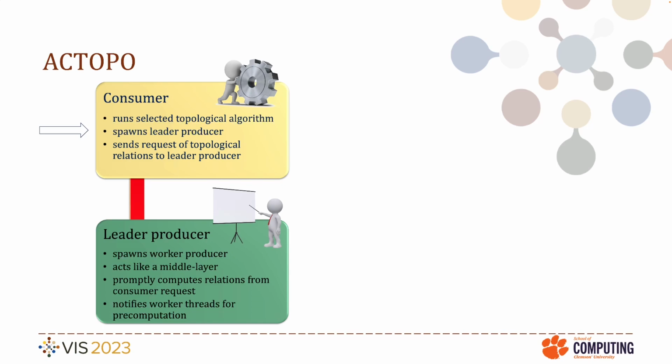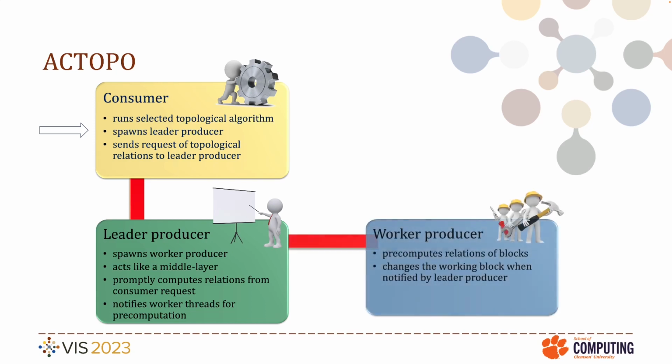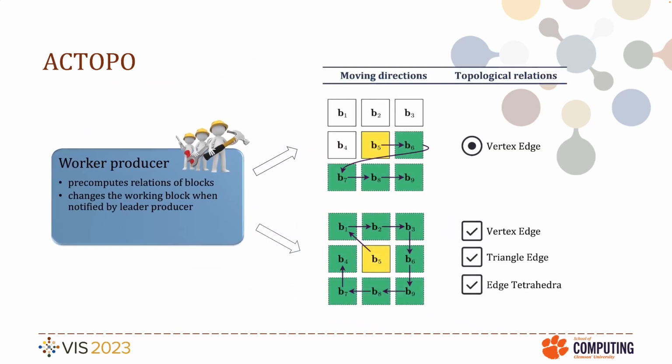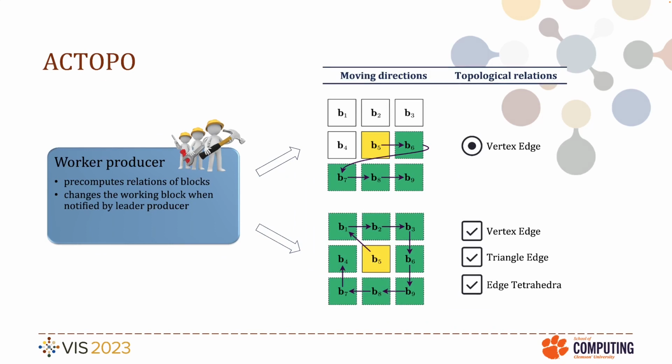It also acts like a middle layer between the other two roles. It will compute the topological relations immediately once it receives the request from the consumer, and it will also notify the worker threads for pre-computation. The worker producer is pretty simple. It basically just computes the topological relations for different blocks and changes the working block when it is notified by the leader producer. So how does the worker producer handle the pre-computation?